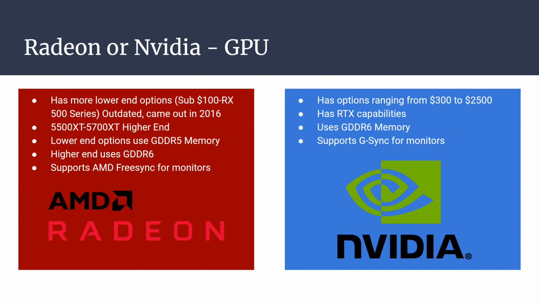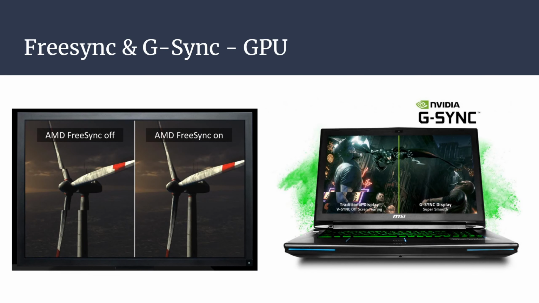Next, the 500 series uses lower-end GDDR5 memory, and the higher-end ones use GDDR6, which is faster, and the same as Nvidia. These GPUs from AMD support FreeSync. So next, let's talk about what FreeSync and G-Sync are in terms of GPUs.